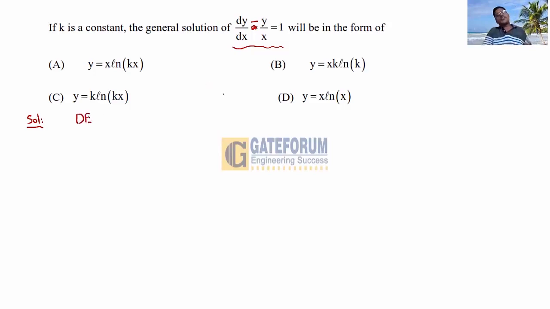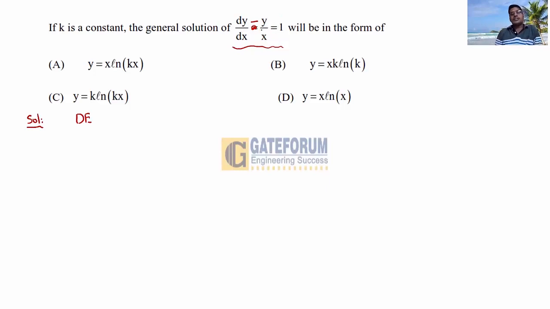Such first order and first degree equations can almost all be solved by either the variable separable method, the linear equation method, the Bernoulli equation method, or the exact equation method. But here it cannot be expressed in variable separable form, that is, y dy terms at one place and x dx terms at another place. Let us check for a linear equation. Here y has power 1, no other y variable term, and y and dy by dx are not multiplying.